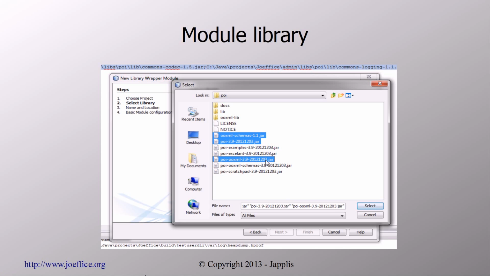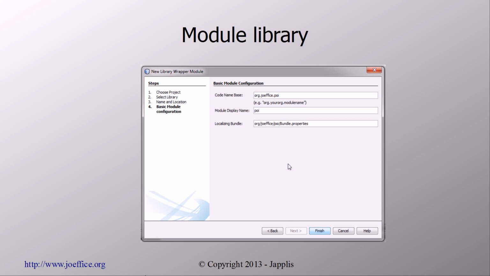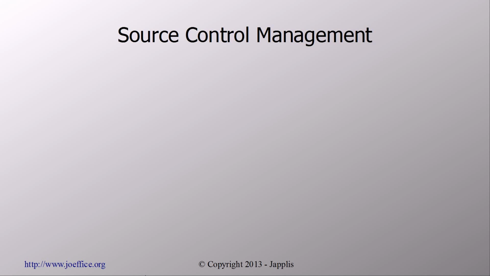Just choose a new library from the NetBeans platform in the IDE, then enter the jars that you want to have in your library, and choose a license. You need to define a package for it, so most of the time I use org.joeffice, and then the name of the library. And you're done. Basically, you've created your module, and then you just need to depend on it.